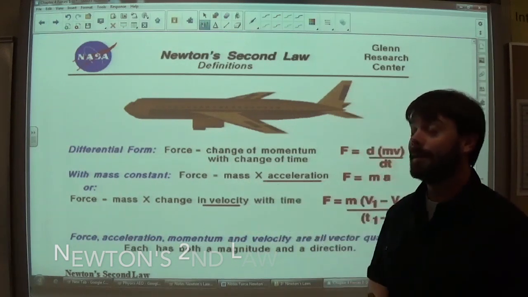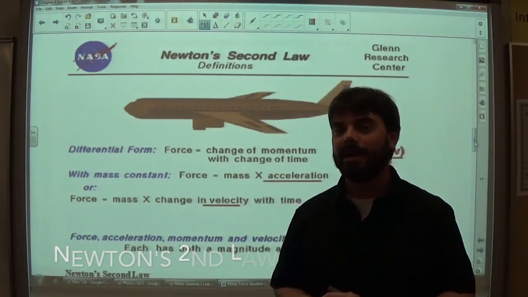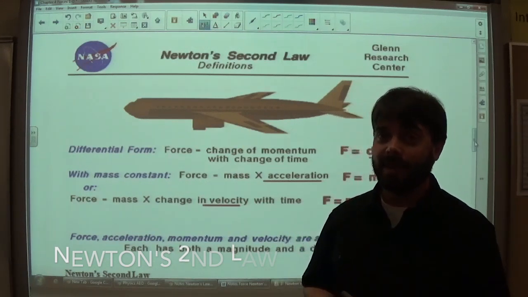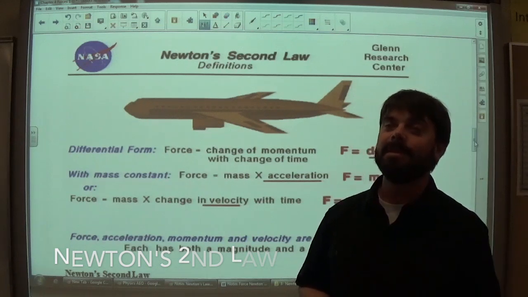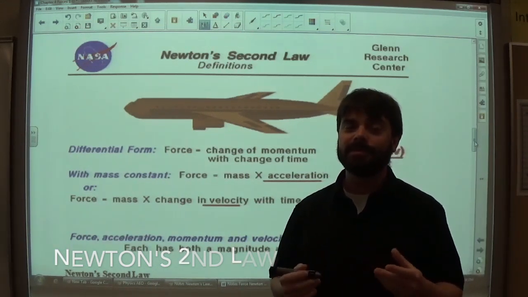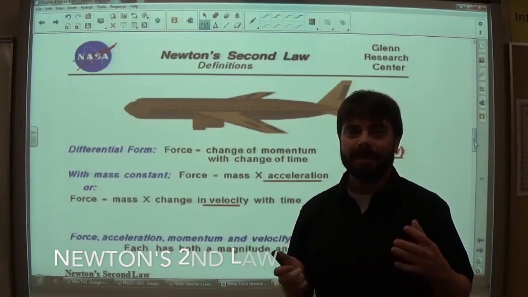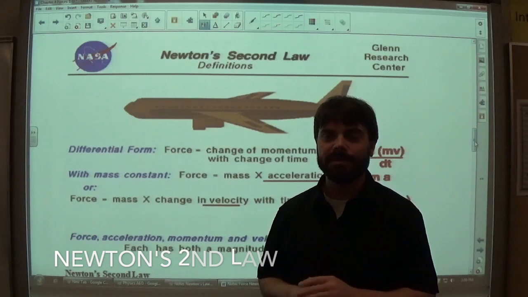It states that the sum of the forces acting on an object is equal to the mass of the object multiplied by the acceleration of the object. Now, if an object doesn't accelerate, it means that there is no net force present. Again, that doesn't mean that if there are forces acting on an object it has to be accelerating, because forces can be balanced, and they can have a net force of 0.